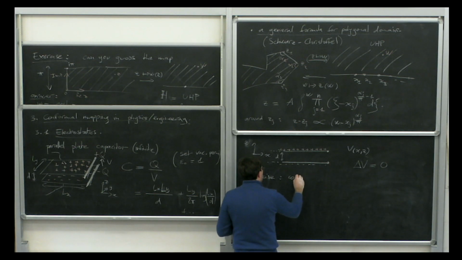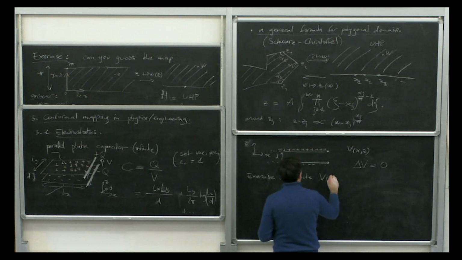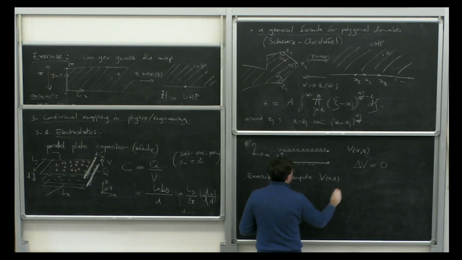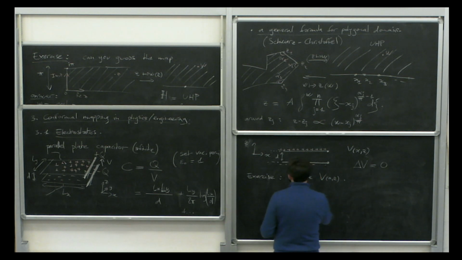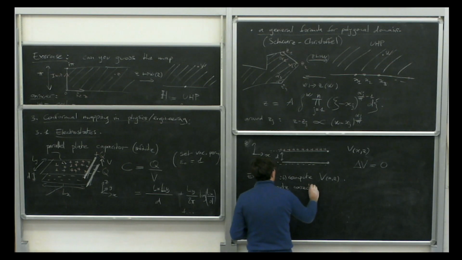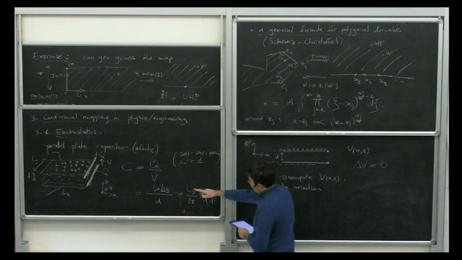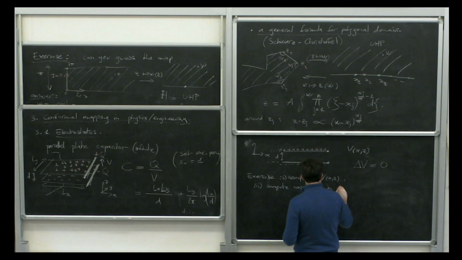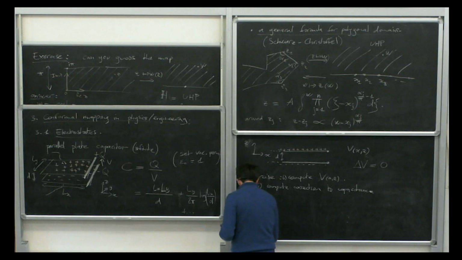So first, compute V of x and z in that geometry. That's the first step, and then second, compute this logarithmic correction to the capacitance. So for this, you will have to do a conformal map.